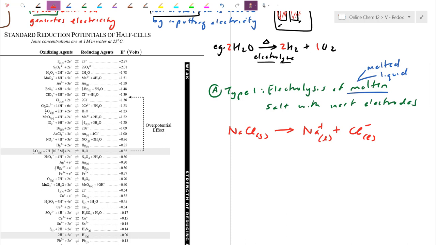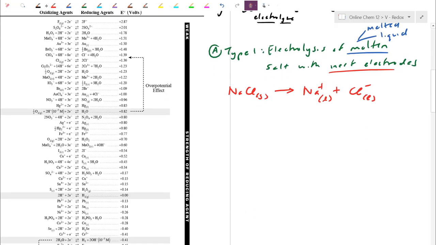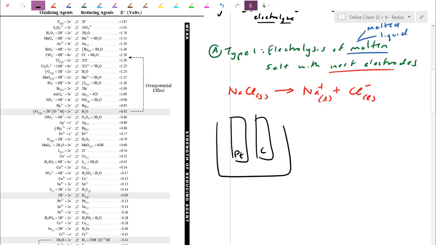I'm also specifying here, so far I'm going to have inert electrodes. I don't want the electrodes to interfere as well. The types of inert electrodes that we have so far are platinum and carbon. I'm going to call one platinum, one carbon. They could have both been carbon, both been platinum, but this way we can actually see some difference.